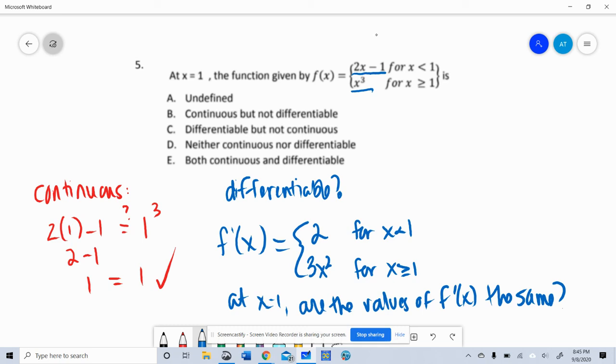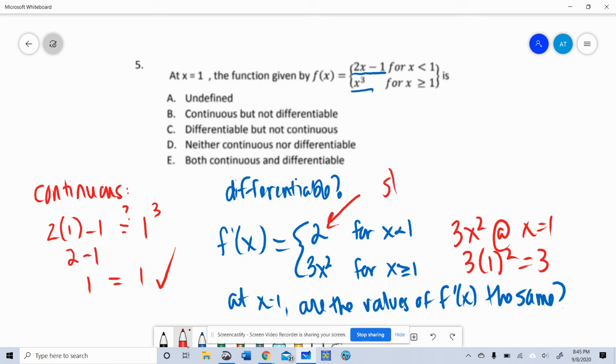Well, we know from the left it's going to have to equal 2. So let's check what it would be from the right. So we've got 3x squared at x equals 1. And so we're going to do 3 times 1 squared. And we would get 3. So that tells me the slope from the left is 2. And the slope from the right is approaching 3.